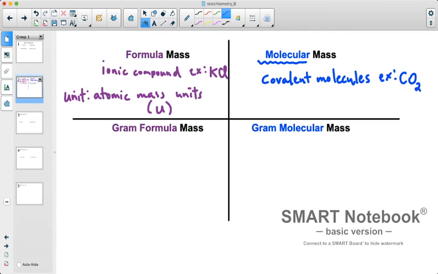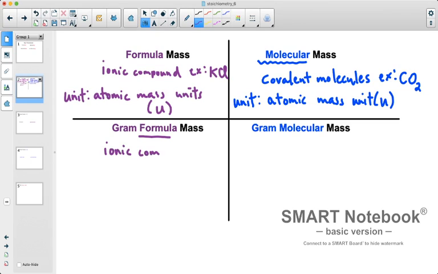And we can easily see that because we have a nonmetal connected to another nonmetal. And once again, this unit for molecular mass is going to be an atomic mass unit. And it's abbreviated as a lowercase u. Now, changing the terms just slightly, we now have gram formula mass. We still have formula, so it's still going to be ionic. However, we see the word gram in front, and that changes the unit that we're going to use.